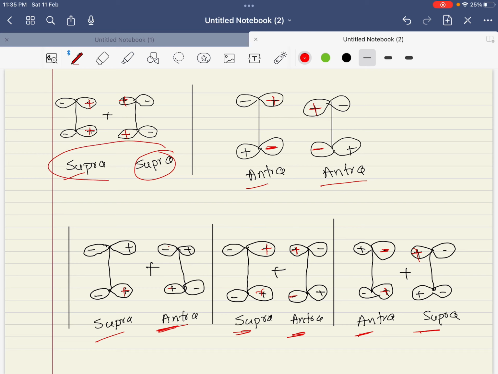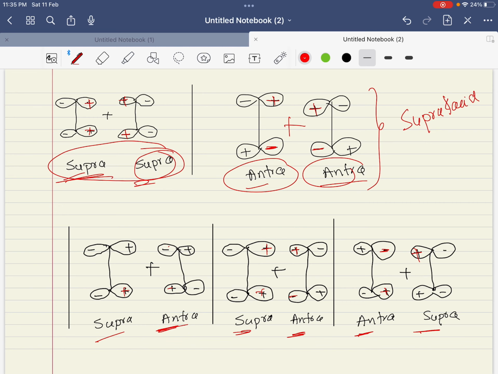When both are the same, supra addition. When both are different, antara addition. When the addition is happening on the same face, supra happening or antara happening, this is called as what? Suprafacial addition. Why suprafacial? Because the addition happens across the same phase. Look here, this is positive, this is positive. So addition is happening across the same phase. Look here also, addition happening across the same phase, positive. Here also positive, here also positive. So addition is happening across the same phase.